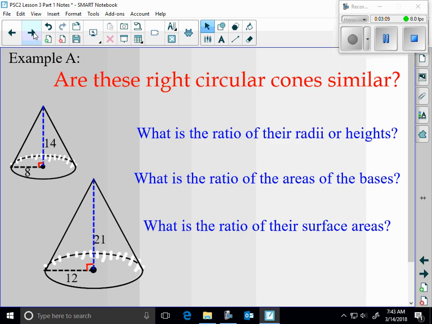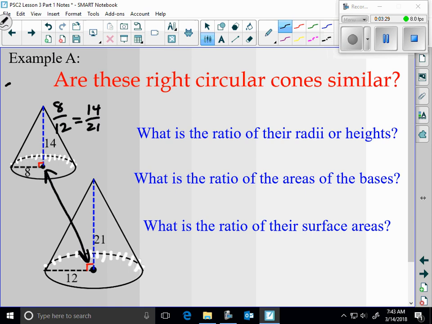All right, so are these right circular cones similar? And the answer to that would be yes, right? I have congruent angles and I have proportional sides. So 14 over 21 is equivalent to 8 over 12. So by side-angle-side similarity, I know that these two right circular cones are similar. What is the ratio of their radii or heights? It doesn't matter which one I use here. What I'm going to do is use radii: 8/12, which I'm going to reduce to 2/3. Okay, that's the ratio of their radii.